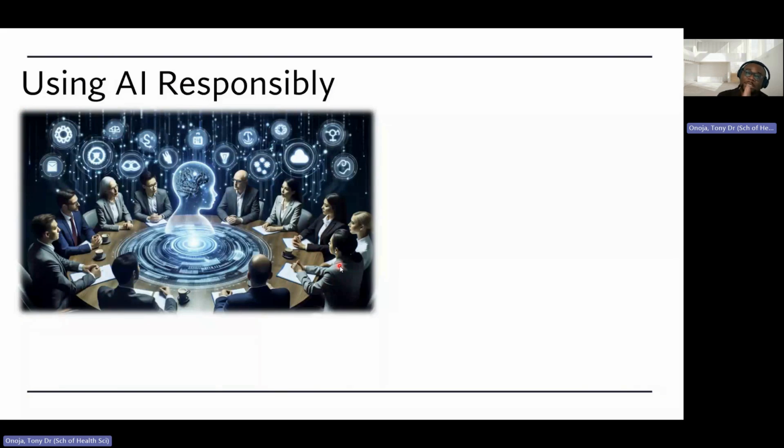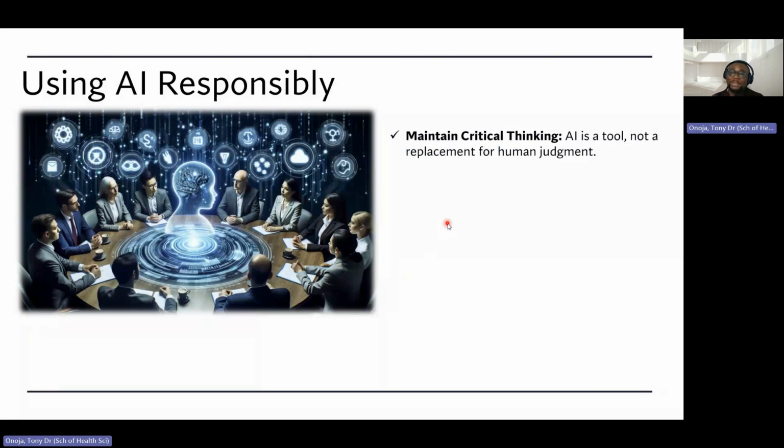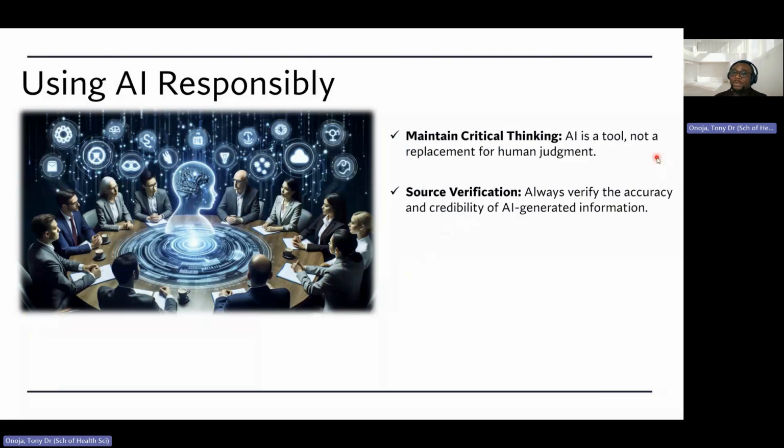However, this AI is not always the final buster. You have to use AI responsibly. You have to maintain critical thinking. AI is just a tool. It's not a replacement for human judgment. So don't just get garbage in, garbage out. You have to make sure that the information you're using is verifiable. Make sure the sources are verifiable, verify the accuracy and credibility of the AI generated information.